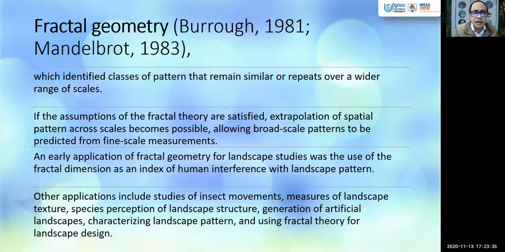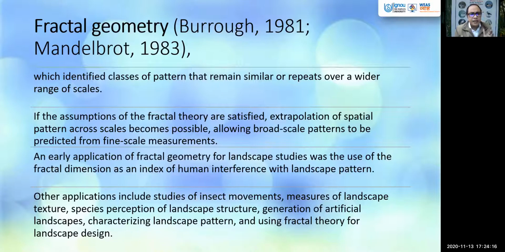Next, this principle is fractal geometry, which identifies classes of patterns that remain similar or repeat over a wide range of scale. You know, some patches will have forest, and in other patches you will see forest again. There is repetition. If the assumption of the fractal theory is satisfied, extrapolation of spatial pattern across scales becomes possible. Because if you know the trend, okay, after 5 kilometers a patch of a dominating species is seen, then you will be able to extrapolate very easily in a spatial way.